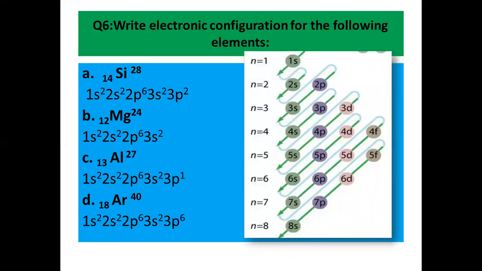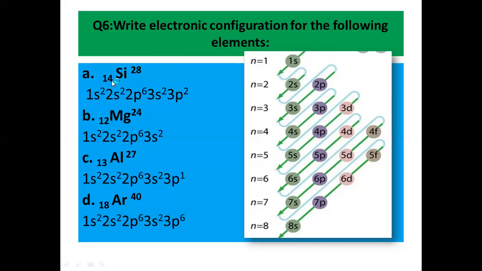First one is silicon. Atomic number of silicon is 14. You have to see the smaller number. I told you before that the smaller number is the atomic number and the bigger number is the mass number, because the smaller number is only the number of protons and the bigger number is the sum of number of protons and neutrons. So for electronic configuration, you have to consider the smaller value, which is 14. So 14 is atomic number.